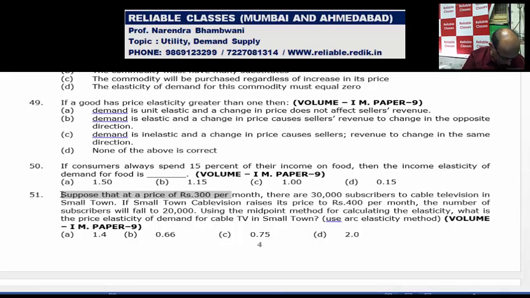Suppose the price of 300 per month, there were 30,000 subscribers of cable television in a small town. If the small town cable television raises the price to 400, the number of subscribers will fall to 20,000. Using midpoint method, arc elasticity, for calculating elasticity, what is the price elasticity of demand for cable TV in small town? Now see here, what is the price? 300 से 400 हो गया.